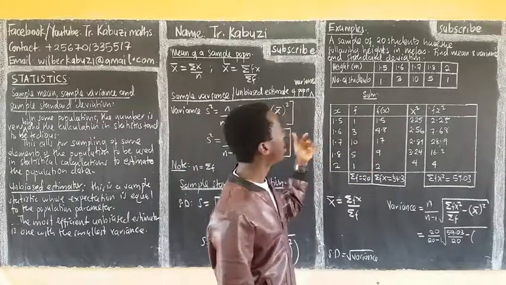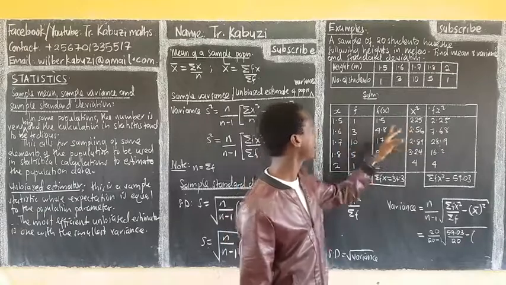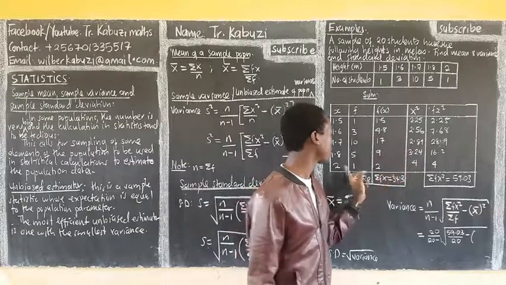So for the formula, we need x squared. When I square x, this is my x. When I square this, I get this. Square this, you get this. Square this, you get this. Square this, you get this. And square this, you get this.